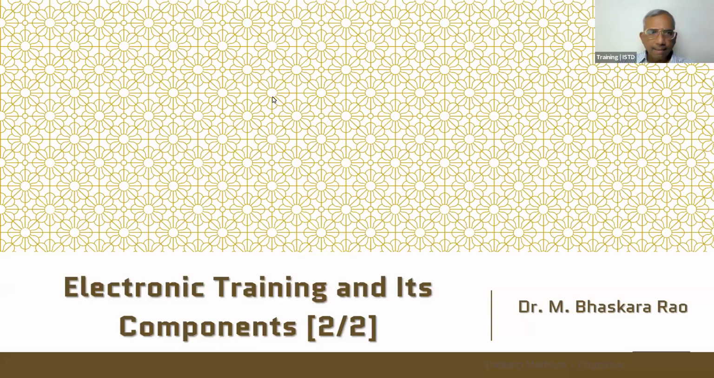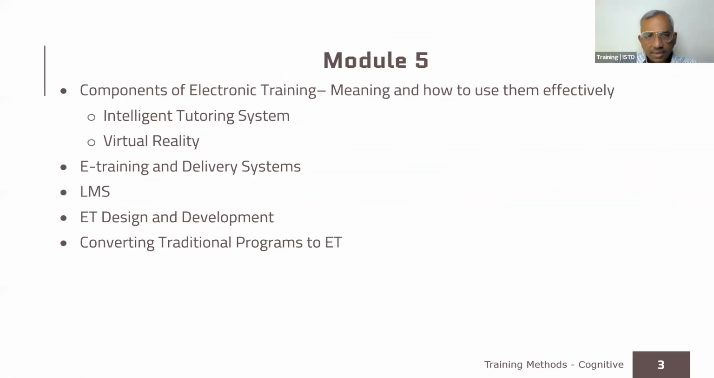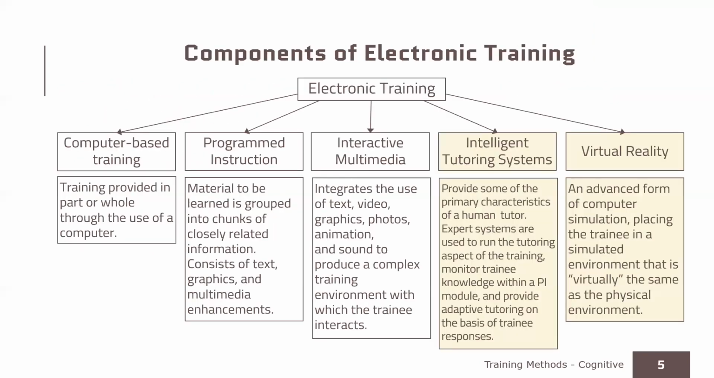Right. Okay. So we have completed the first part of electronic training and its components in the previous session, and the left out part of the portion, that is intelligent tutoring system, virtual reality, electronic training and delivery systems. LMS we have already done in the past. ET design and development and converting traditional programs to ET. This is what we are going to cover. So let's begin from where we left.